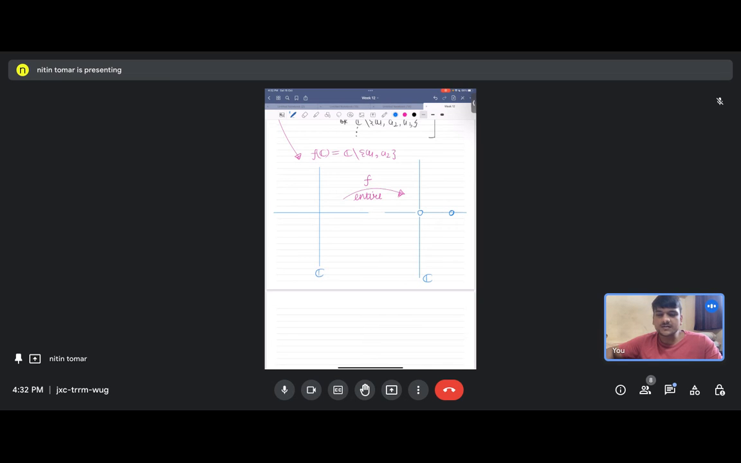Okay, this theorem is very simple. What part is not clear to you? You people seem very confused today.